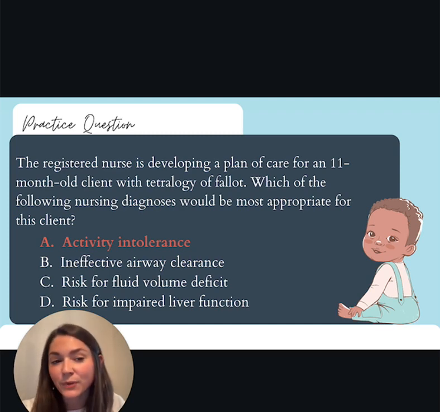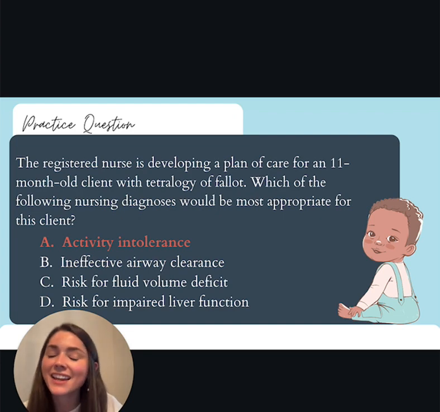Option C is risk for fluid volume deficit. What do you think about that answer? Well, we would not expect to see this since Tetralogy of Fallot does not lead to dehydration or fluid volume impairment. And then finally, risk for impaired liver function is, again, not something that we would be concerned about in these clients because our primary concern is the heart, and we would not expect this defect to affect the liver.